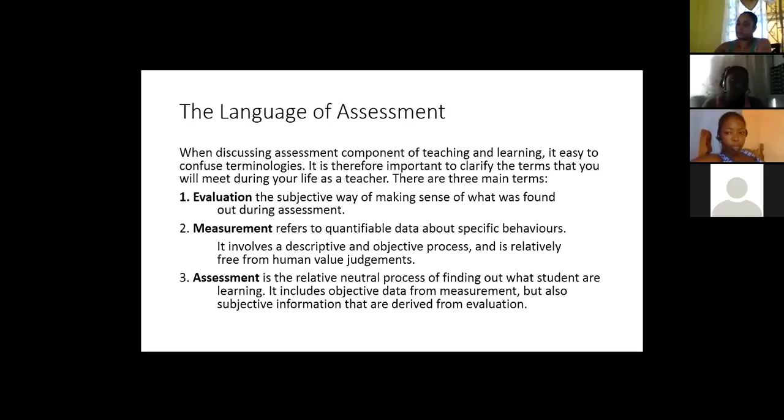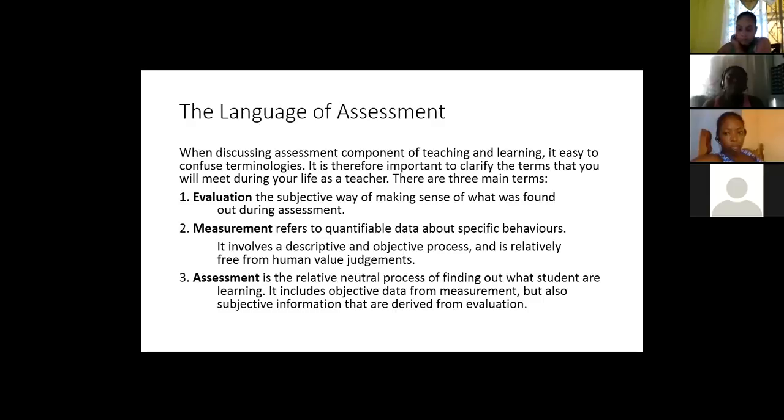And so when discussing the assessment component of teaching and learning, it is easy to confuse terminology. So persons use assessment interchangeably with measurement, interchangeably with evaluation. Some people talk about assessment and evaluation. Some people talk about assessment and measurement. But all these things, what do they mean? So I have pulled out these 3 words, and I've provided you with definitions that you should become familiar with.